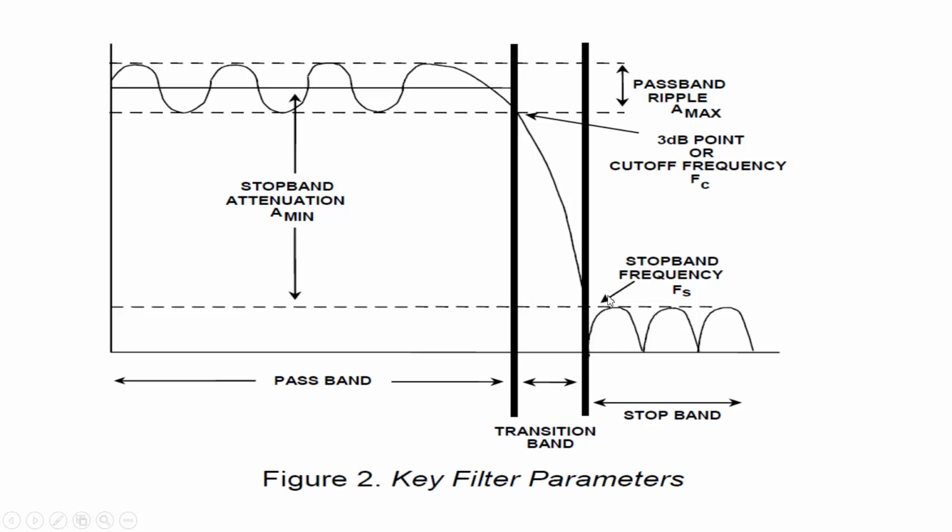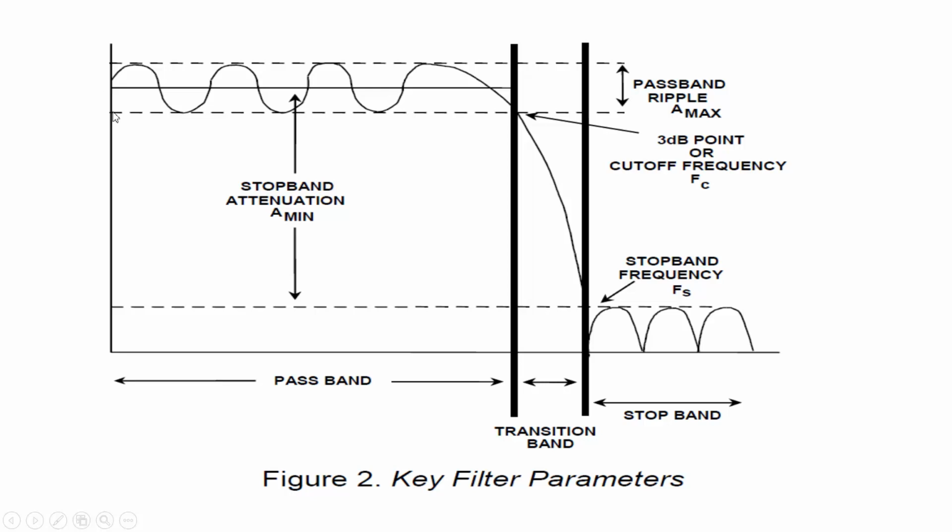This is the stopband frequency, Fs, right? After this point, because it will fall to almost 0, the stopband will start, and in the stopband also there is ripple. This is known as stopband ripple. This is passband ripple. The signal from here gets attenuated. The DC gain is normalized to 1, which corresponds to 0 dB.